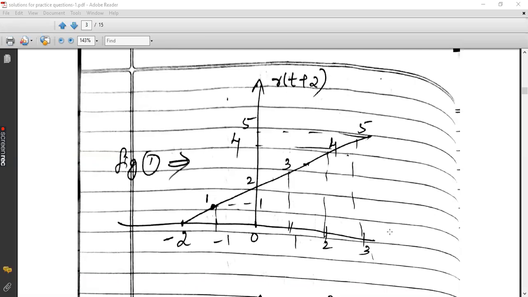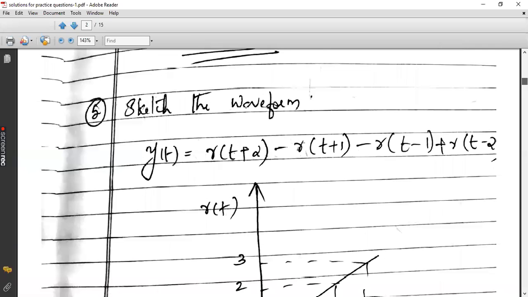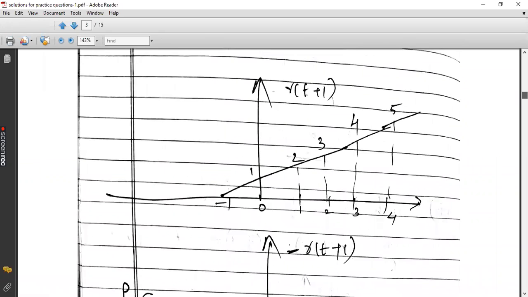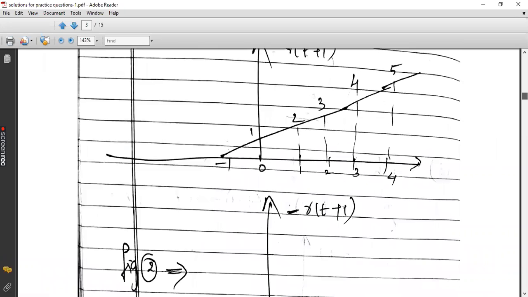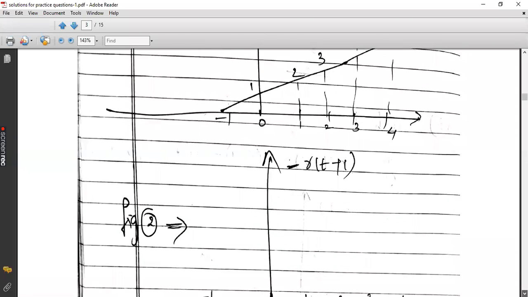After plotting r of t plus 2, the second term we have is r of t plus 1 minus r of t plus 1. So first we will draw r of t plus 1. That is only one shift towards the left. Then we will draw minus r of t plus 1. How are we going to plot minus r of t plus 1? Just make the amplitude negative, which means the graph will shift downwards. All the amplitudes will be negative: -1, -2, -3, it will come downwards. This is minus r of t plus 1 as indicated in figure number 2.